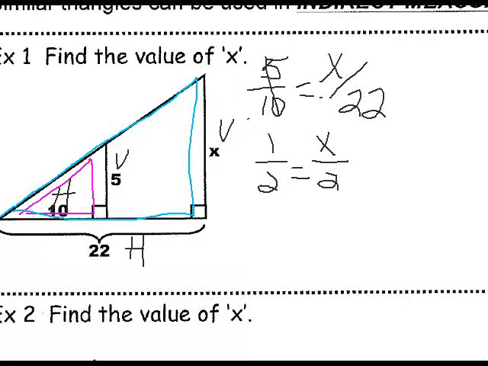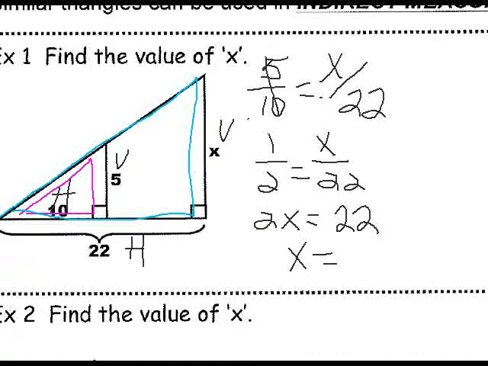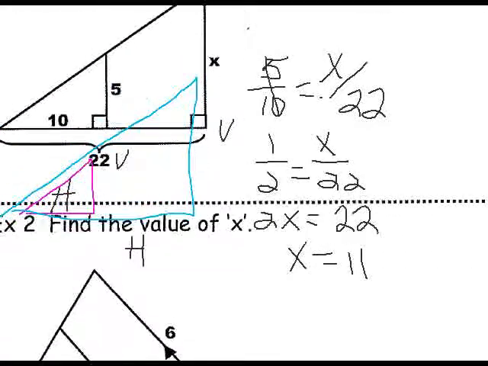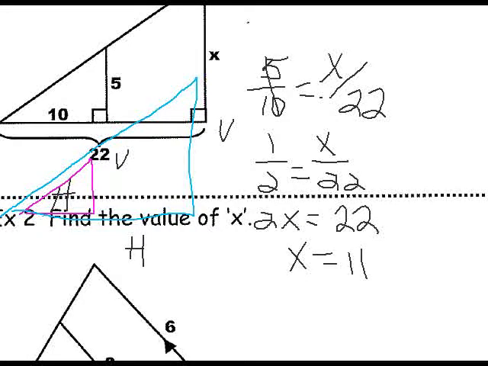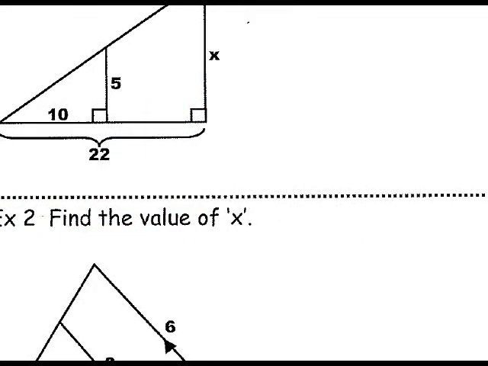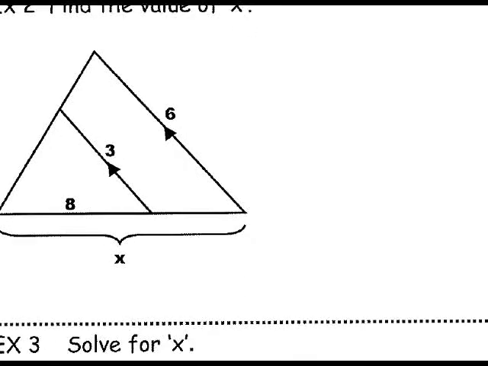So 1 over 2 equals x over 22. So 2x equals 22. So x equals 11. Okay, so the height of the blue triangle is 11. Oops, let's clear that. And now let's scroll down and look at the next problem.